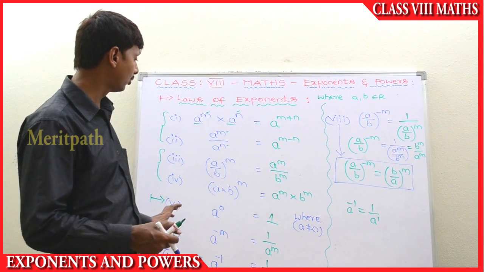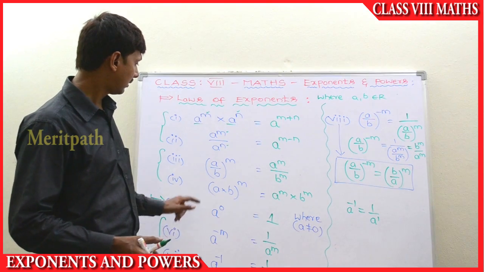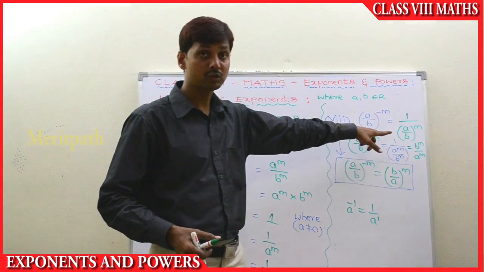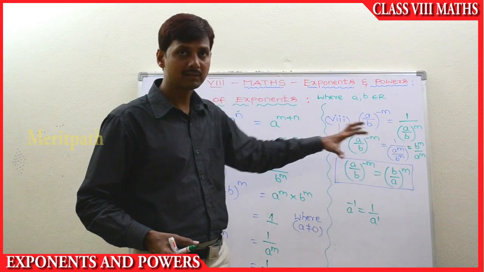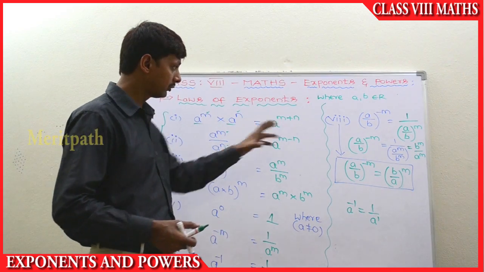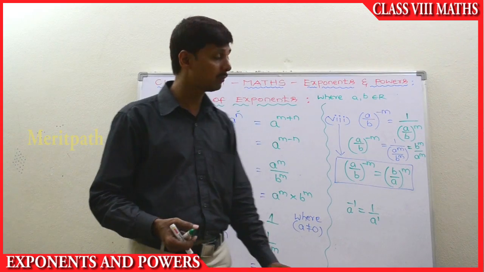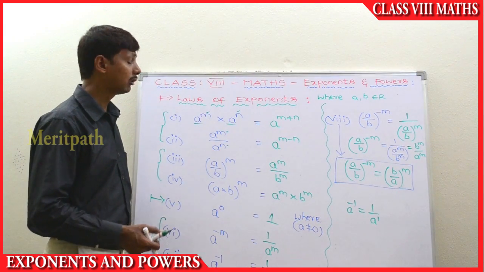Similarly, applying the same rule of 6 to this, the denominator became positive. Then we apply the third rule here, and we got finally (a by b) whole power minus n is equal to (b by a) whole power n. And these are the laws of exponents.